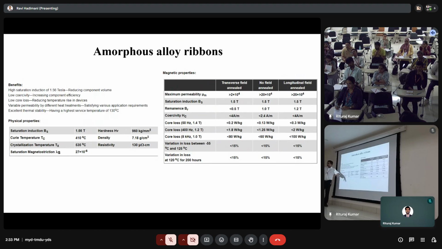Crystallization temperature, 536. We rarely go to that temperature. Before we go to that temperature, oils or anything that you keep for cooling will boil off. So saturation magnetostriction is very low, 27 ppm. Okay, so low magnetostriction means low humming, and resistivity is also low.